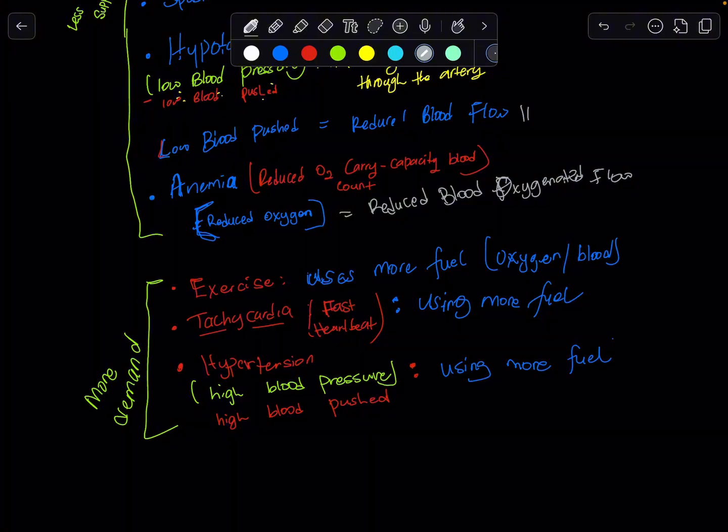In tachycardia, if you're tachycardic, your heart is beating fast. You're using up more fuel because your heart has to work more to push more blood through. And if you're pushing more blood through, you're literally not left with any, because you're giving people your food. That's basically what it is. So more demand means you don't have it.